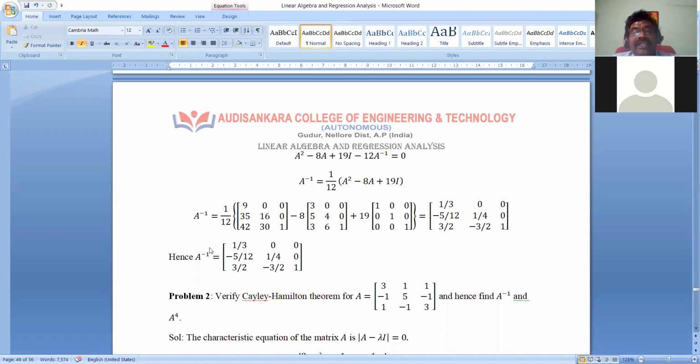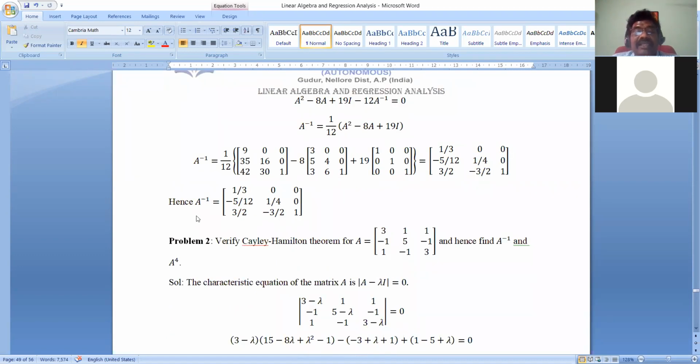This is the way to find the inverse by the Cayley-Hamilton theorem. So, hence A inverse equal to 1 by 3, 0, 0, minus 5 by 12, 1 by 4, 0, 3 by 2, minus 3 by 2, 1. This is the inverse. This is the brief discussion about the inverse of a matrix by the Cayley-Hamilton theorem and the verification of the Cayley-Hamilton theorem for square matrices.